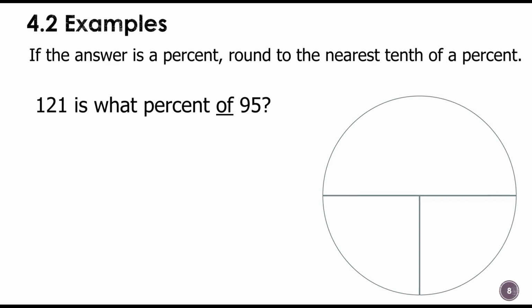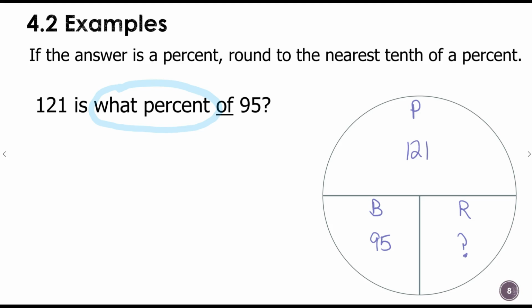Okay, so this one says 121 is what percent of 95. Now this time it says what percent, so we know the missing part is going to be our percent. So portion, base, and rate. I'm looking for the rate, which is the percent. So this time that's the missing part. And it says what percent of 95, so that makes the 95 the base and 121 the portion.